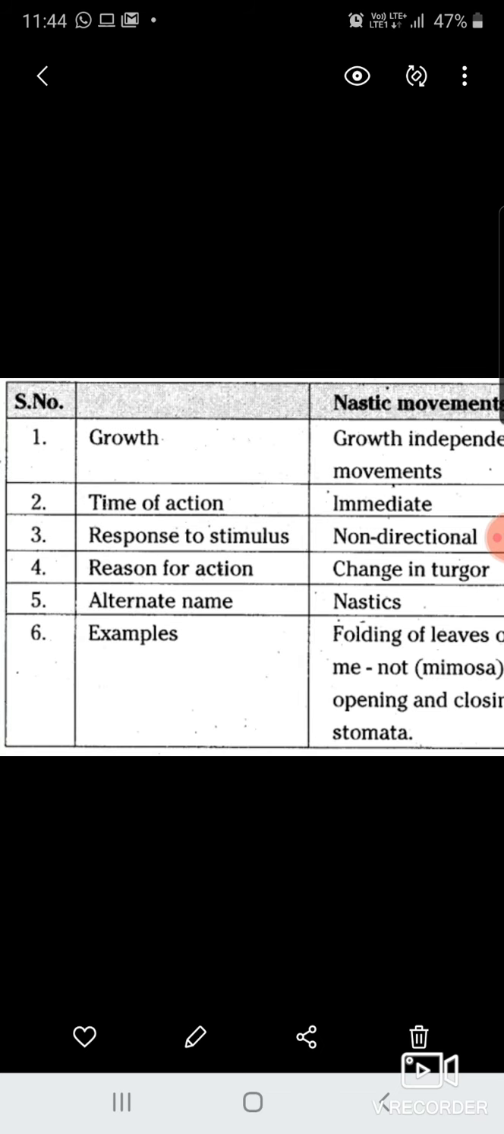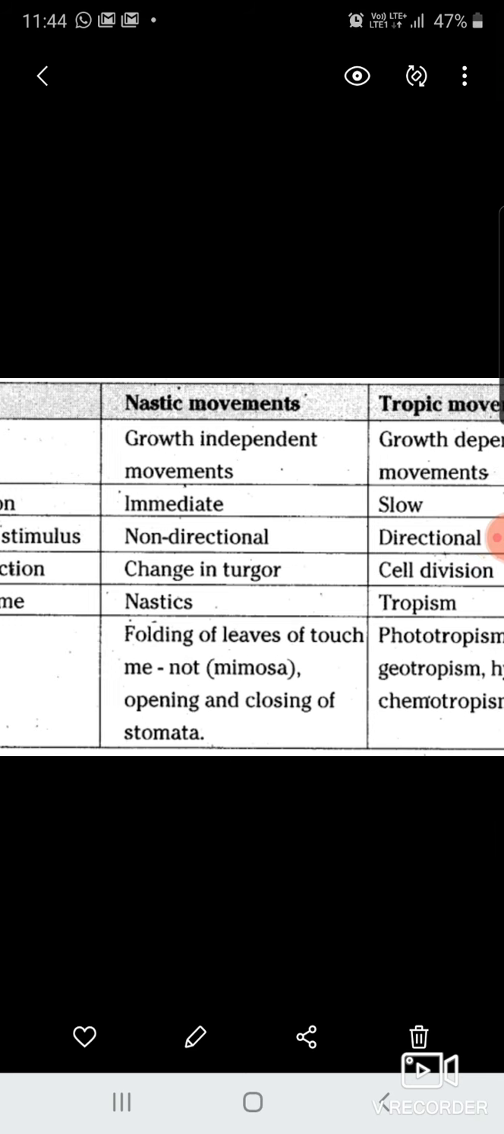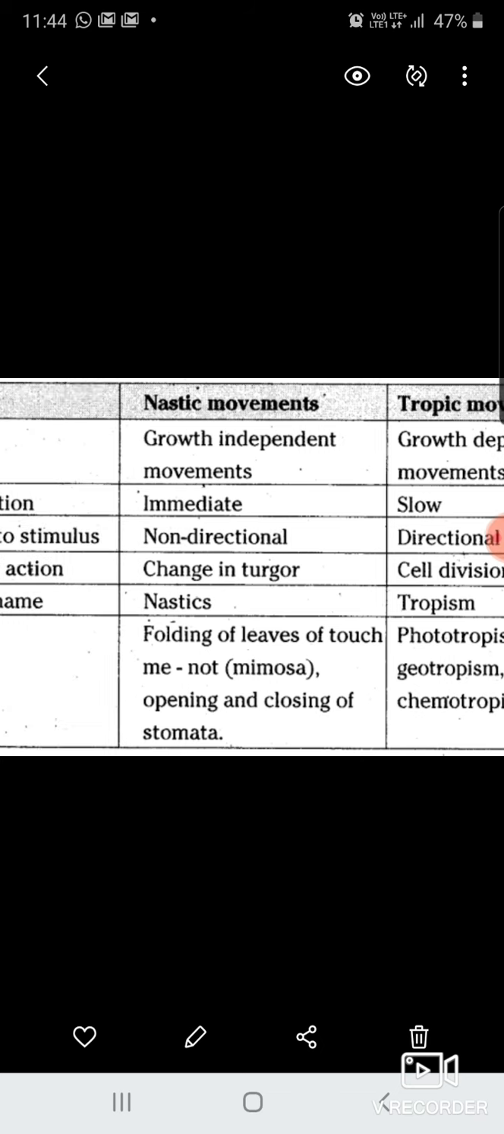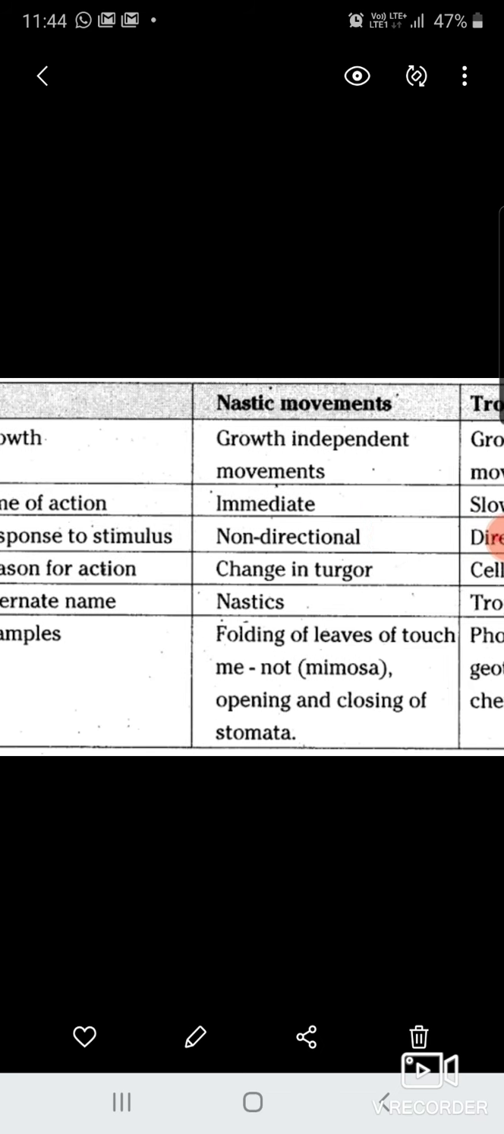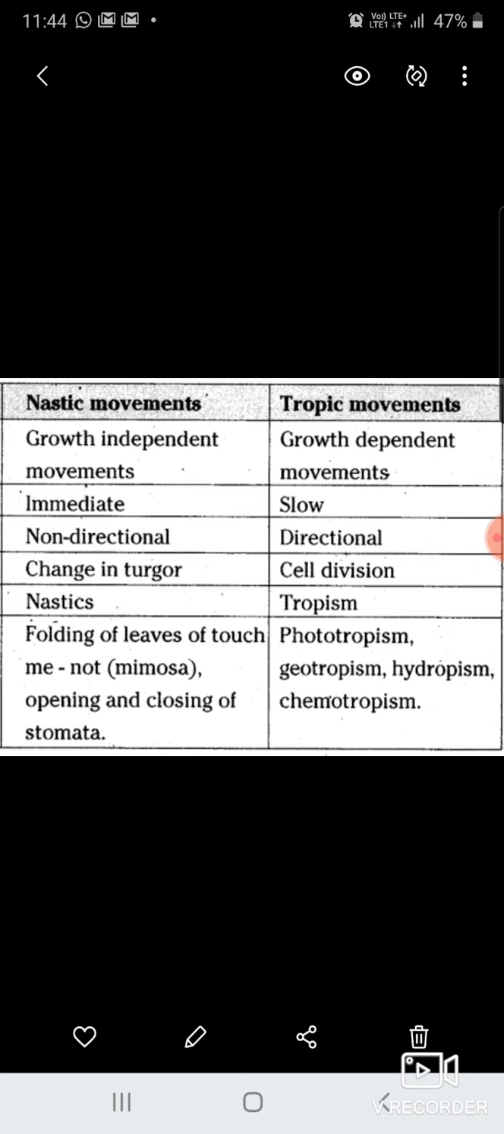Now let us discuss the reason for the action. Nastic movements are caused by change in the turgor pressure. The water content and the change in turgor pressure cause the nastic movements, as they are not because of growth; they are caused by turgor. Whereas tropic movements, as I told you, are growth dependent movements. So here the movement is because of cell division. The alternate name of nastic movement is nastism, whereas for tropic movements it is tropism.